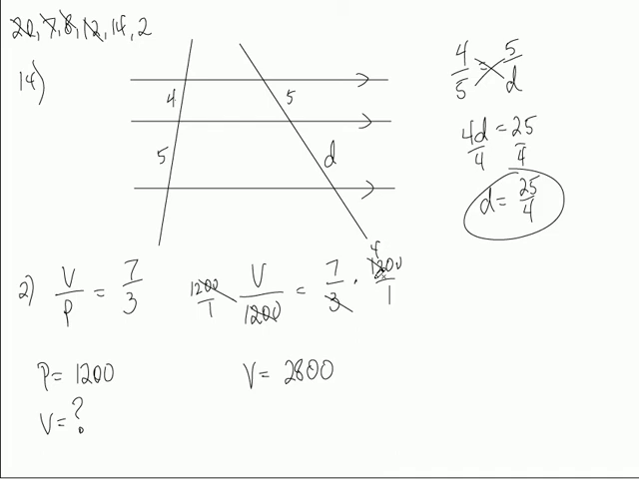How many times does 3 go into 12? 4 times. Got it? And then watch. 4 times 7 is what? 28. Stick a couple zeros on the end. Bang, you're done.